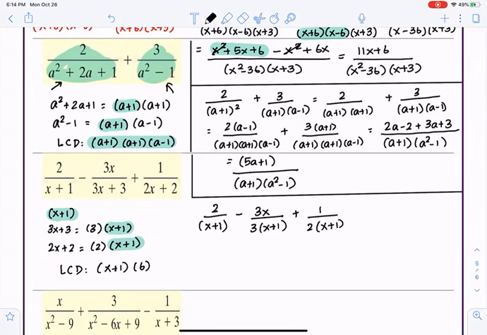So the least common denominator is 6 times x plus 1. And in the first rational expression, I am missing a 6. So I am going to multiply and divide by 6.